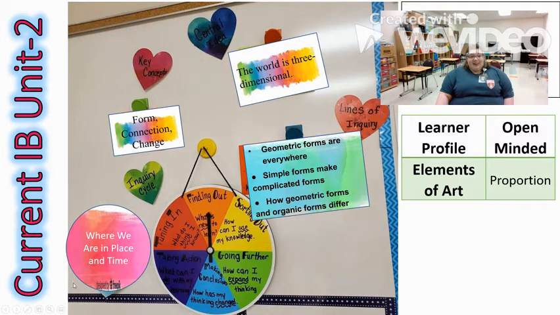We're finally in Unit 2, current IB Unit 2, where we are in place and time. Our central idea, the world is three-dimensional. Our learner profile for this unit is open-minded, and this time our element of art is proportion.